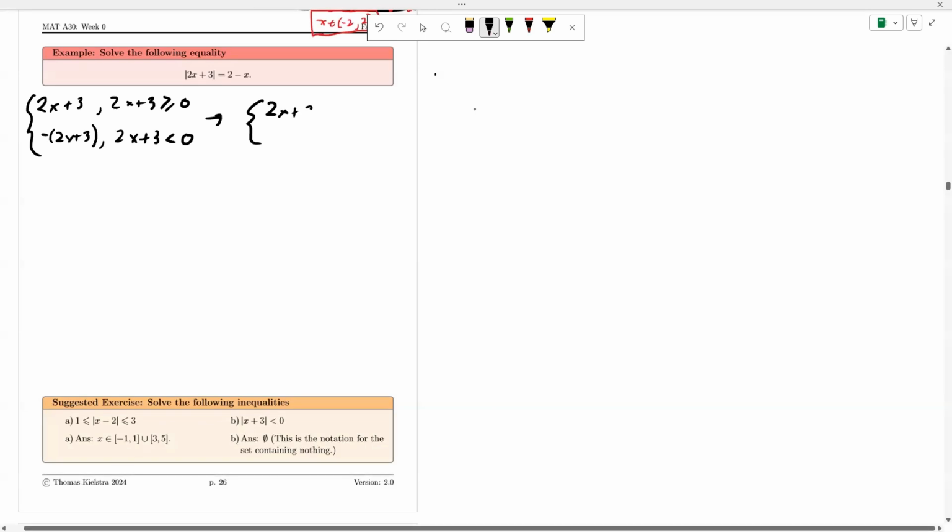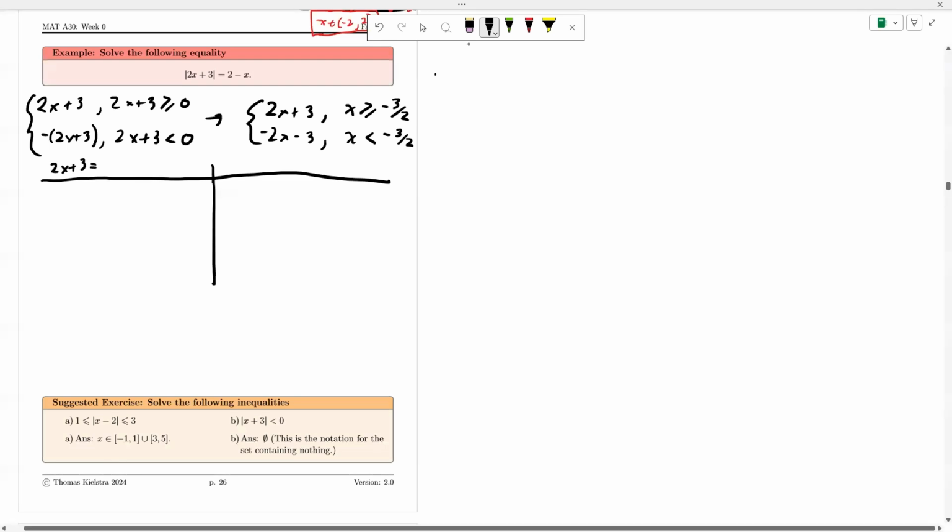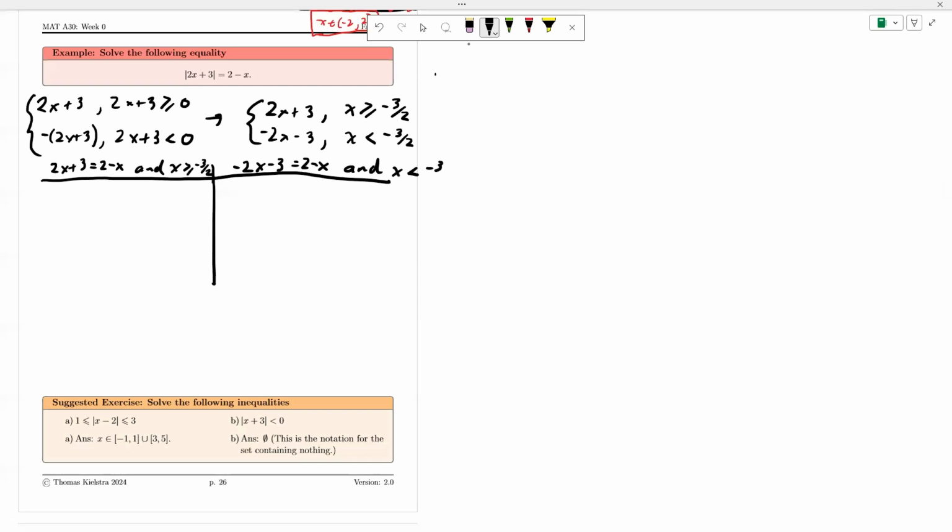We get 2x plus 3 if x is greater than or equal to minus 3 over 2, and minus 2x minus 3 when x is less than minus 3 over 2. And I'm going to leave this as an exercise. But from here, we can now break it up into our two subproblems. And our two subproblems are going to be 2x plus 3 equals 2 minus x, and x is greater than or equal to minus 3 over 2. And minus 2x minus 3 equals 2 minus x, and x less than minus 3 over 2.